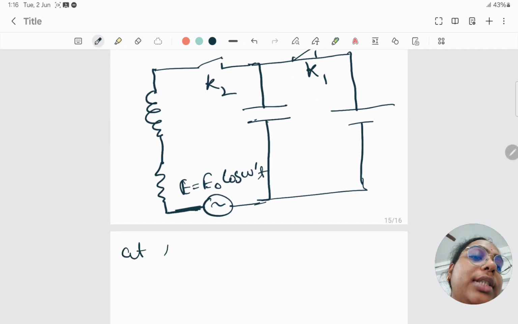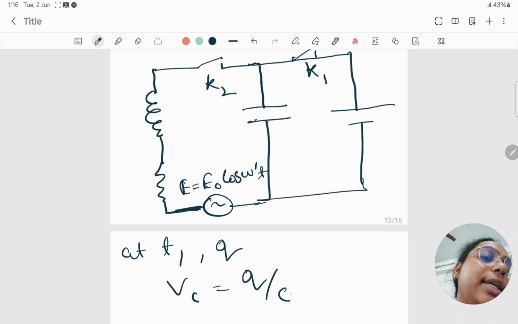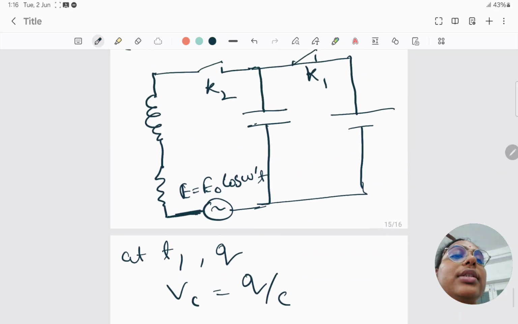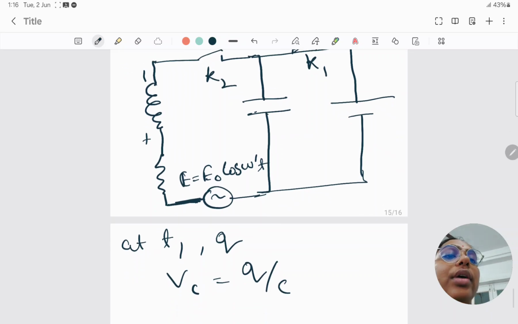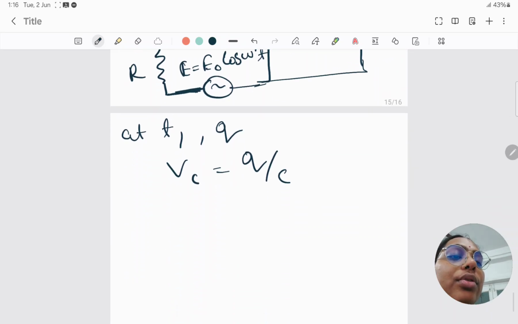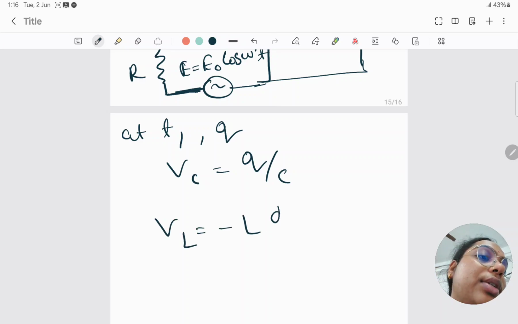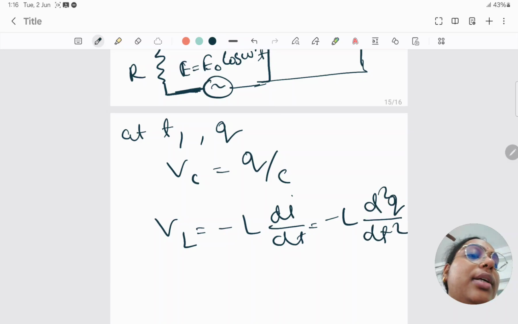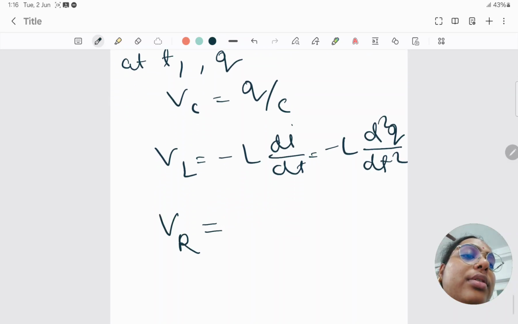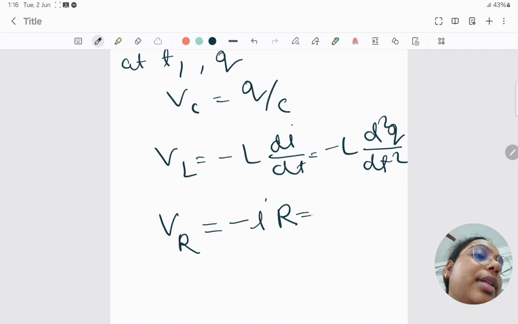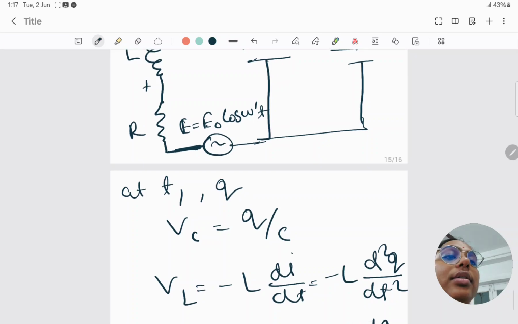Let's say at time t the charge in the capacitor is Q, then the voltage across the capacitor will be Q by C. The voltage across the inductor L will be minus L di by dt, or you can write it as L d2q by dt square. Similarly, the voltage across the resistance will be minus IR, that is R dq by dt.